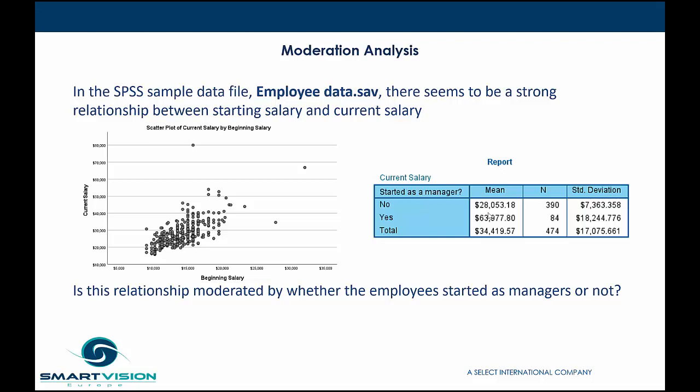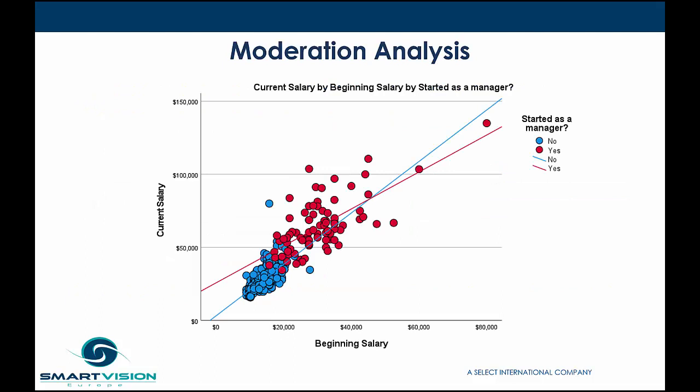But we can start to get a hint around whether or not this is a moderating effect when we do some further exploration graphically and ask for a scatter plot. We ask it to color it by this third factor, whether or not they started as managers. If they did start as managers, they're in the red points here. And we can see that on average, they tend to earn more money than people who didn't start as managers, which are in the blue group down here, which is quite a large cluster of them.